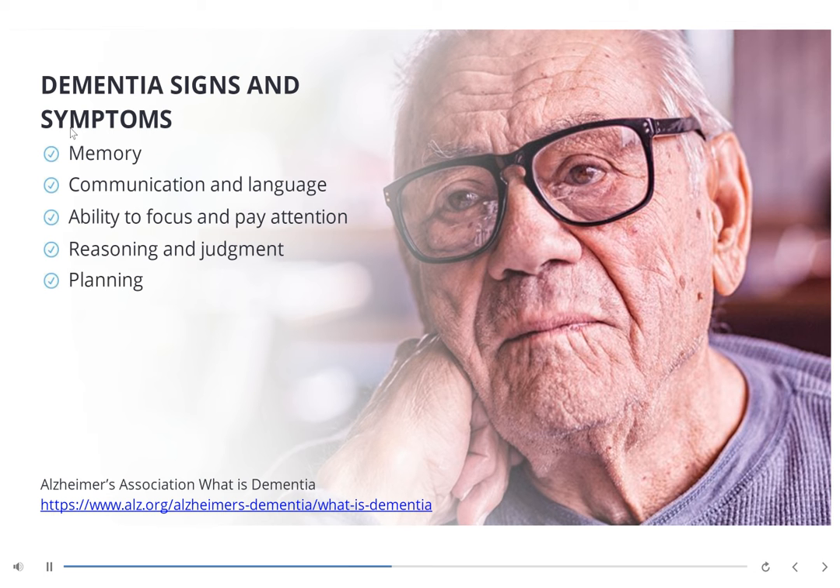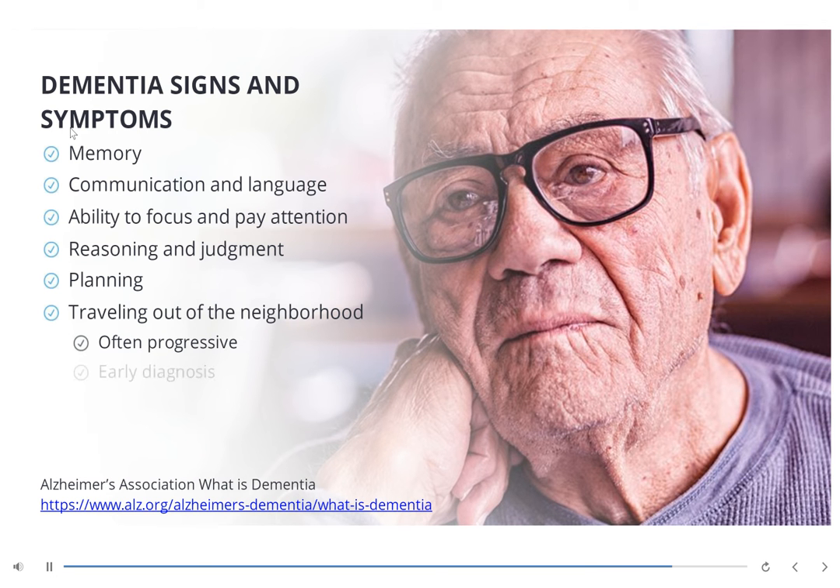A spouse may notice that her husband, once an excellent cook, is no longer able to prepare a meal properly. Some caregivers become concerned because their loved one starts to get lost when traveling a short distance from home. Many dementias are progressive, meaning symptoms start out slowly and gradually get worse. Early diagnosis allows a person to get the maximum benefit from available treatments.